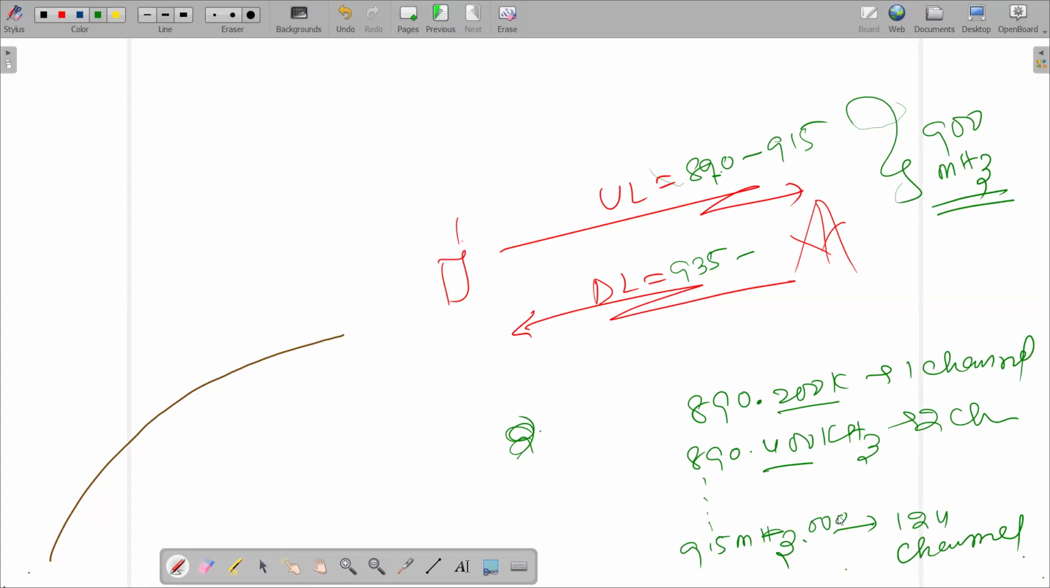Yes, correct. So if I say this might be purchased by Airtel, this might be purchased by another operator, maybe this one by Tata. Now is it clear? Yes. Thank you.